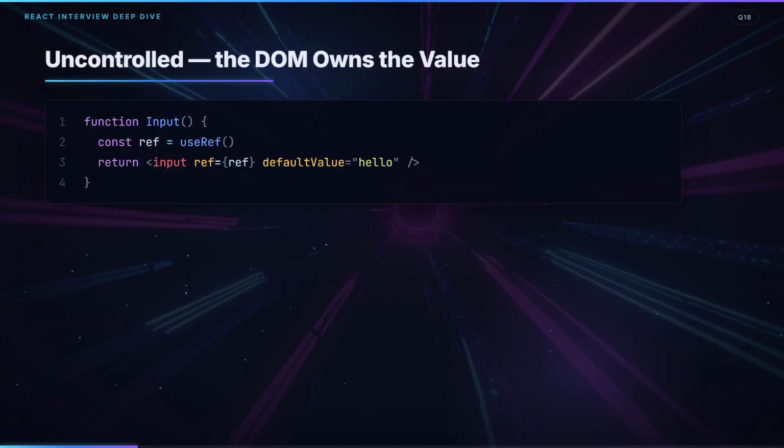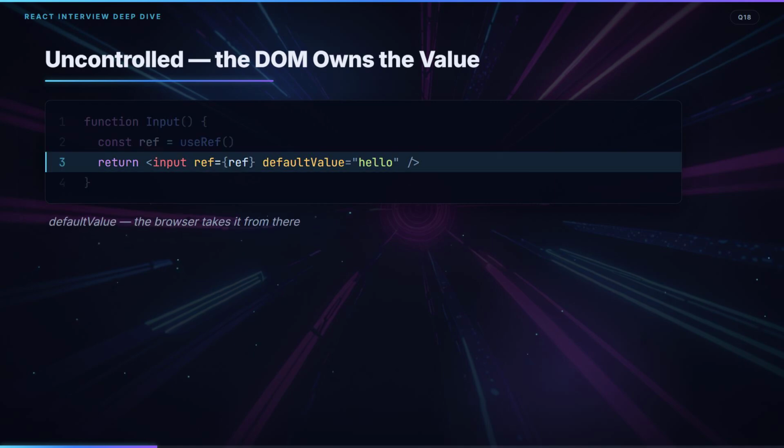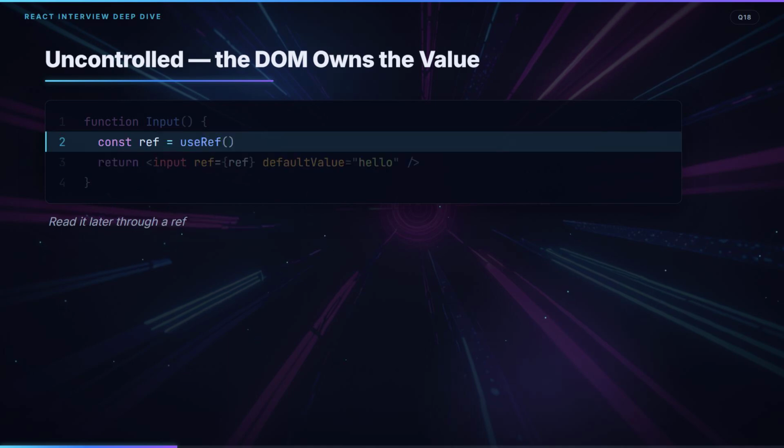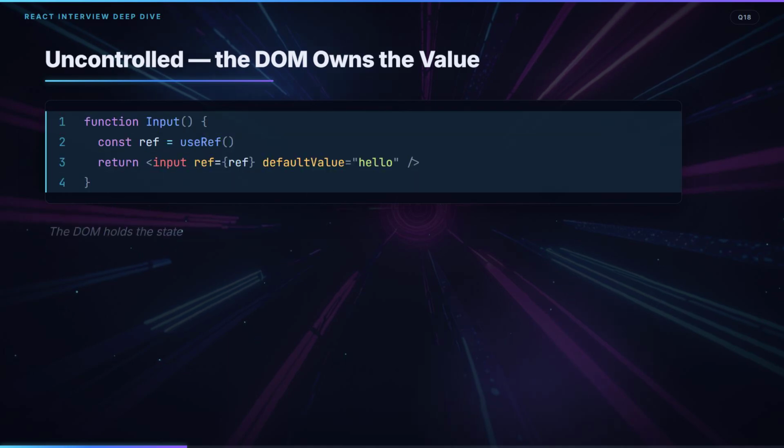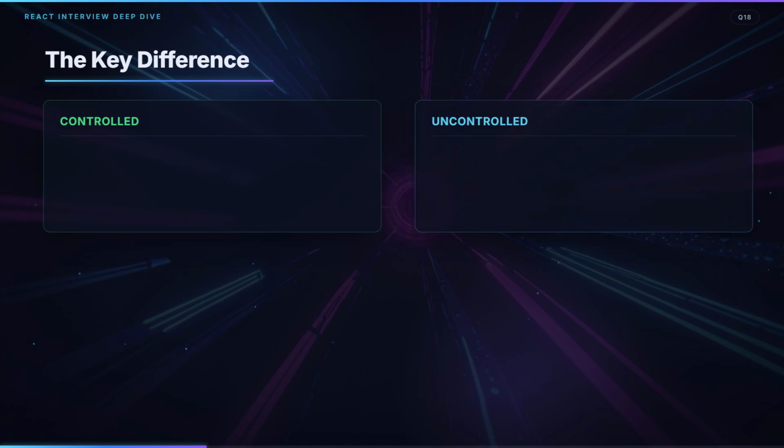React is in charge of the value at all times. An uncontrolled component keeps its source of truth in the DOM. You give it a default value, and then the browser manages the value from there. When you need to read it, you grab it through a ref. React steps back, and the DOM holds the state. So here is the key difference, side by side.